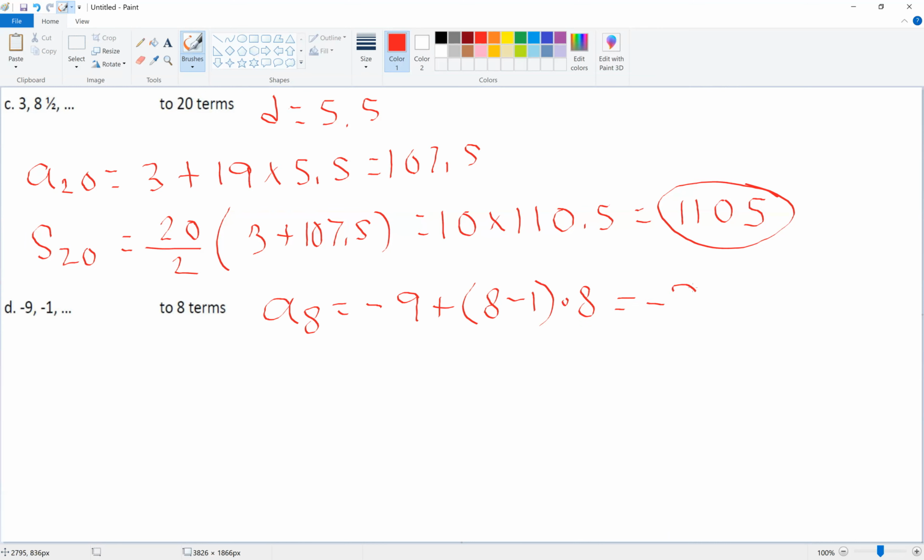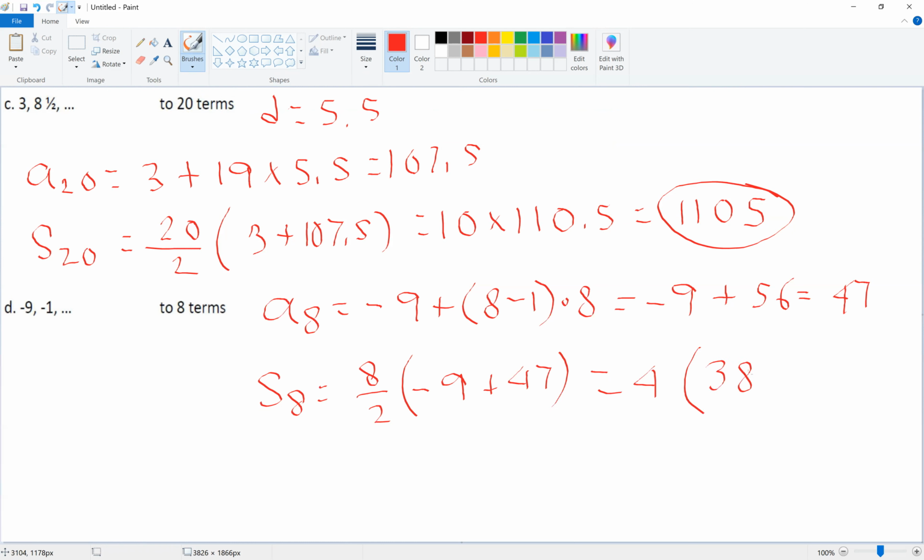Okay. So negative 9 plus 7 times 8, and 7 times 8 is 56, and that's 47. So then I did S of 8 equals 8 divided by 2 times 47 minus 9, and then that's S of 8 is 4 times 38. And then that's 152.